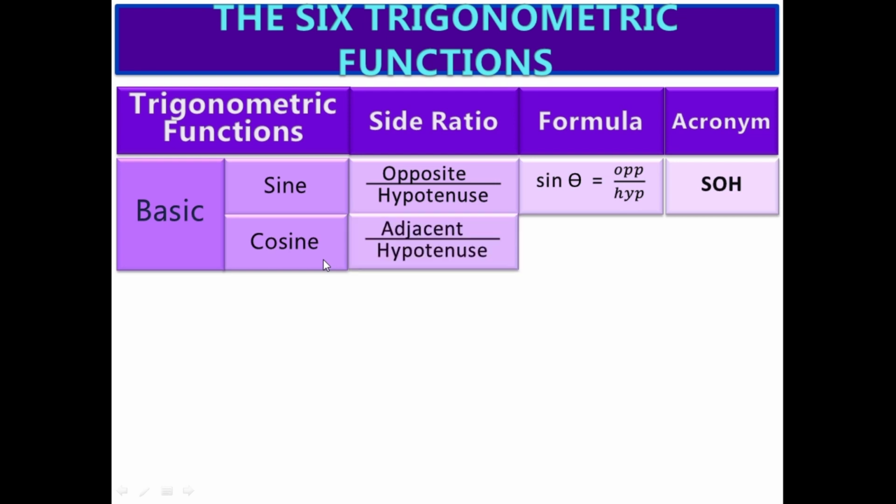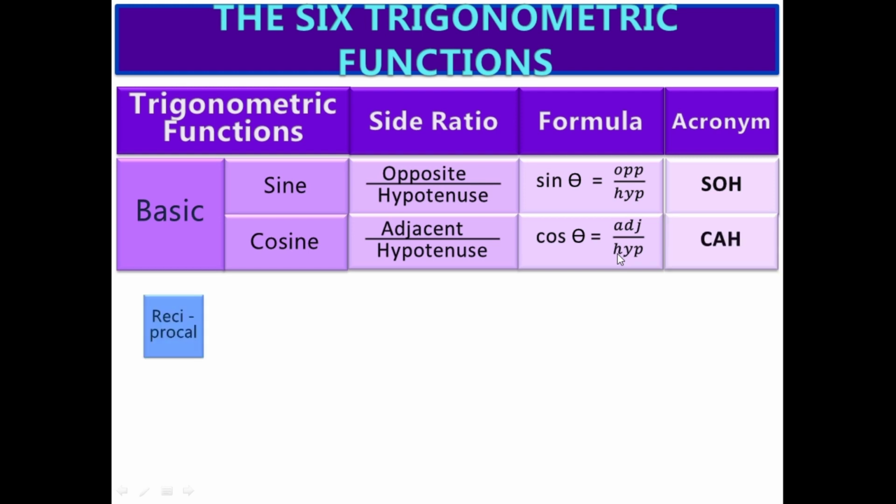The side ratio is the adjacent divided by hypotenuse. So the formula is cosine theta is equal to adjacent over hypotenuse. To easily remember this function, we have C is equal to A over H, or we call it as CAH. Next, we have the reciprocal trigonometric functions. So the reciprocal of sine and cosine.